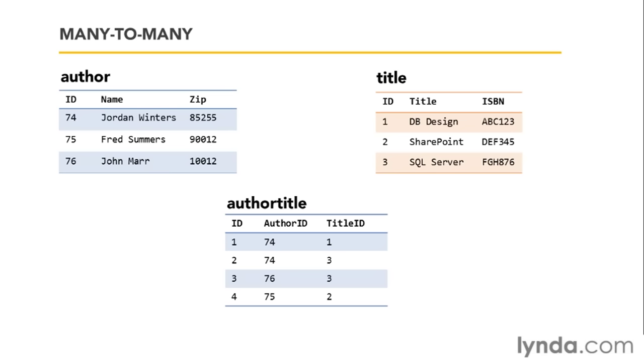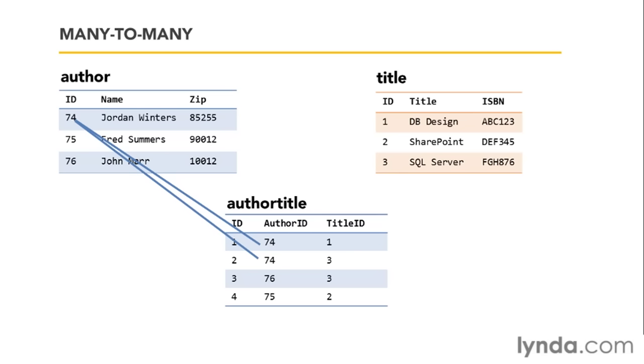Because what we're going to do is set up two one-to-many relationships. In fact, you cannot, in SQL Server or in any other relational database, express a many-to-many relationship directly. You can only do two one-to-many relationships. So what we'll do is define a one-to-many relationship from the author to author title. So one author with ID 74 can exist in the author ID foreign key column in author title twice, or three times, or five times, or a dozen.